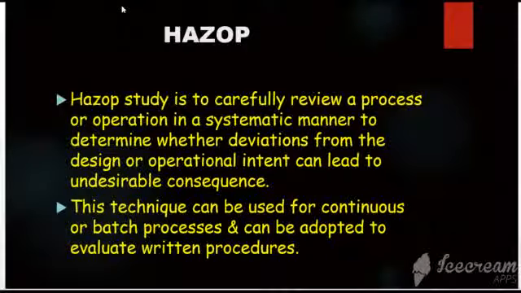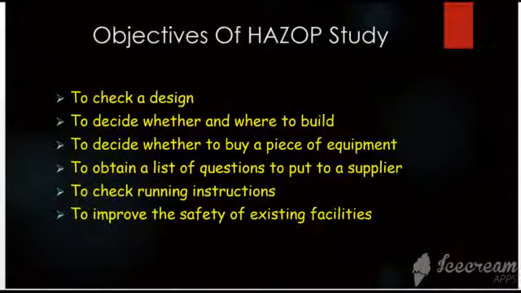HAZOP is another method to review a process taking place in a construction site. It is a systematic manner to determine whether deviations from the design or operational intent can lead to undesirable consequences. This technique can be used for continuous or batch processes and can be adopted to evaluate written procedures. Now, what are the objectives of a HAZOP study?